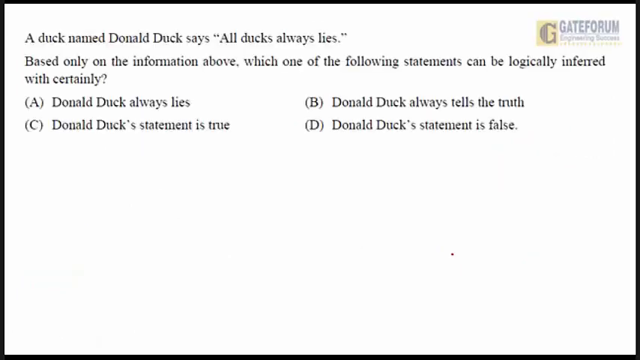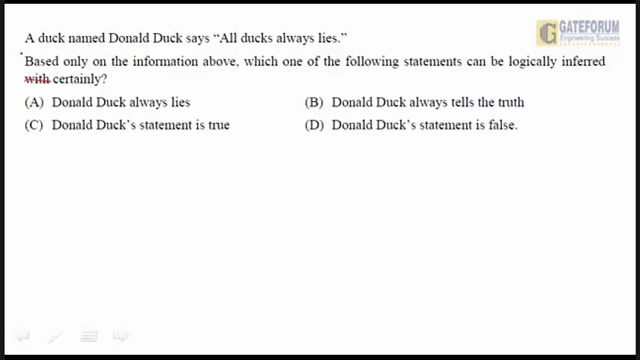So our duck named Donald Duck says, all ducks always lie. Based only on the information above, which one of the following statements can be logically inferred, that is concluded with certainty? With certainty. But if the word with were not there, then it's right, logically inferred certainly. Give it a try. Okay.